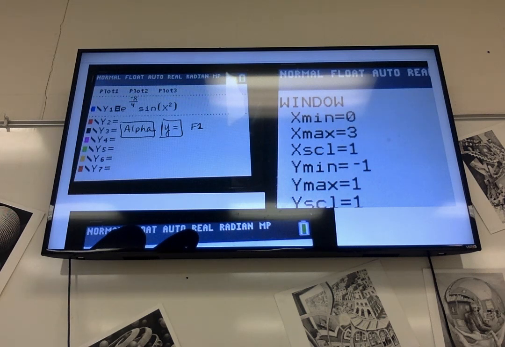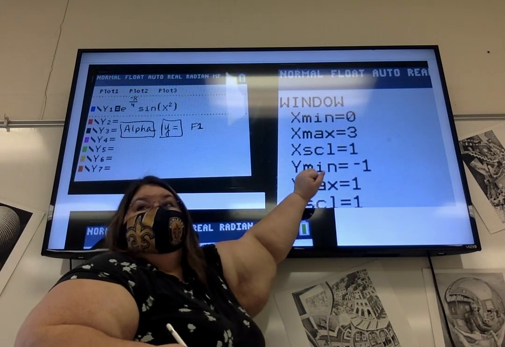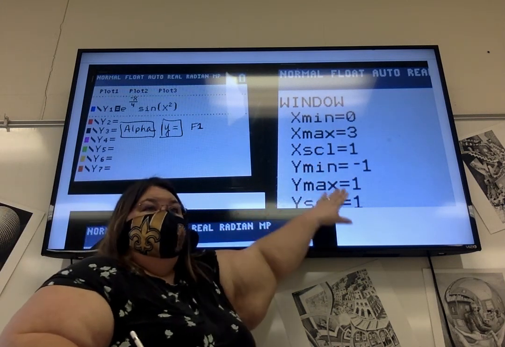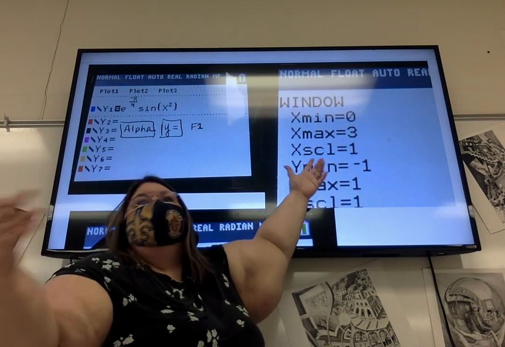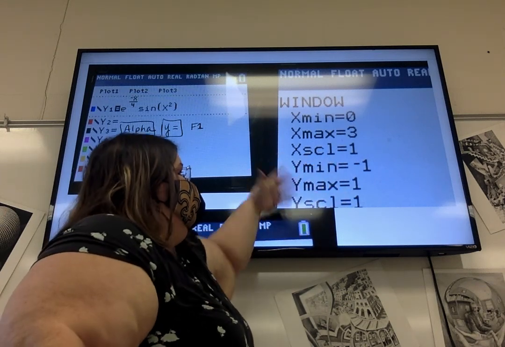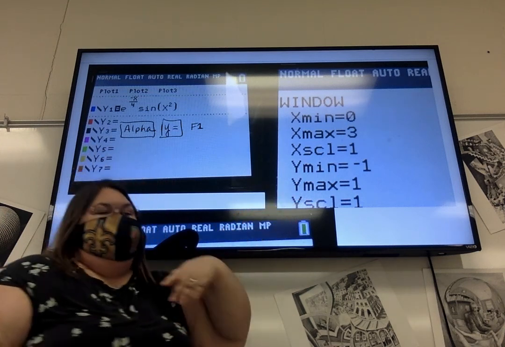And then I'm looking for where it crosses the x-axis. So I just need it to change, -1 to 1 is fine. You could have more than that, but that's all you need. The rest of it really doesn't matter.